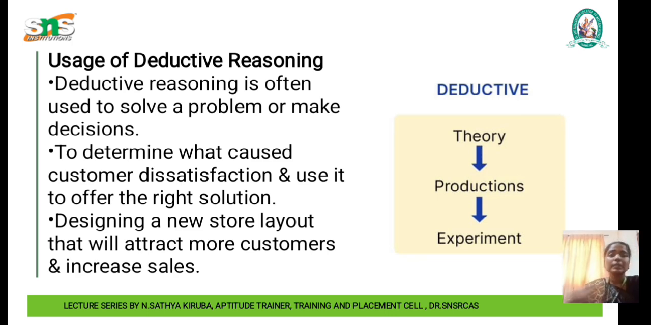Designing a new layout can also attract more customers and increase sales. Sometimes the layout might be the issue, so you should conclude that if you make some layout changes, you can attract customers. So in deductive reasoning you have a theory, you have predictions, and finally you experiment. This is how the theory moves on.